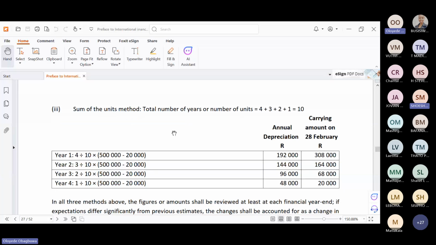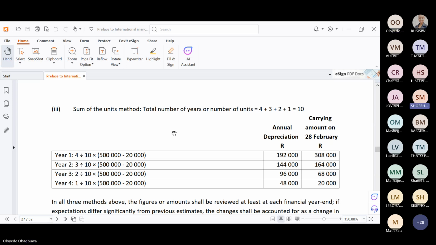Now, the sum of digit method, the total number of years or the total number of the units. The sum of digit method, you see how you go about it here. We have 4 plus 3 plus 2 plus 1, which is equal to 10. Let me explain this one.